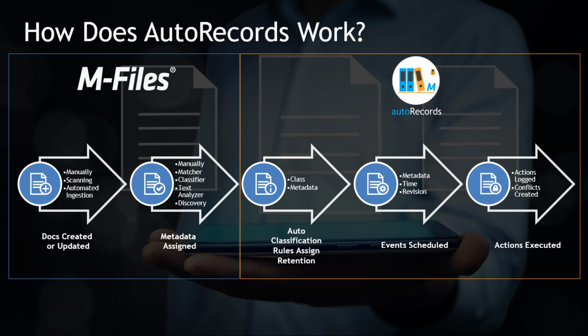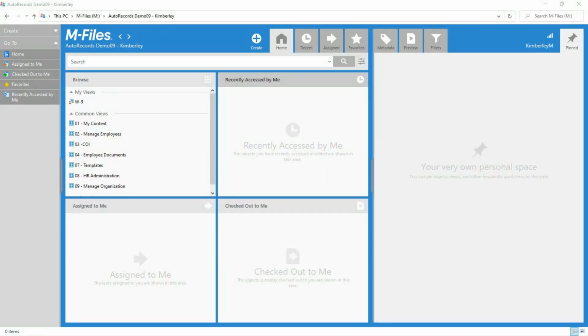Once a retention category has been assigned, AutoRecords events are scheduled to handle disposition of the content. These events can be scheduled based on metadata changes, dates, or file versions. Finally, on the scheduled date of the event, the appropriate disposition actions are executed and logged for auditing purposes. So now let's take a look at these features in action.